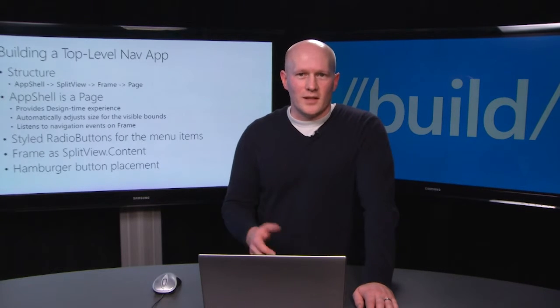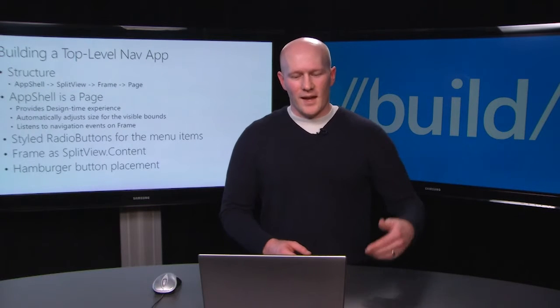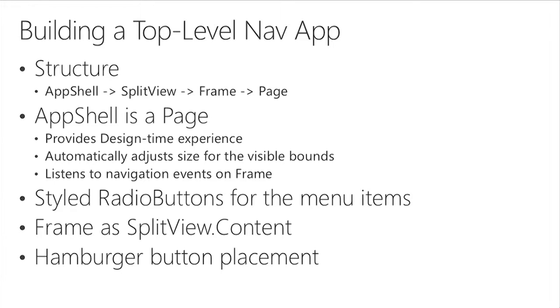It's really just a page, and on the content of the page I have the split view control. Within the content of the split view I've placed the frame, and it's in there that I'm navigating between different pages. Why did I have app shell as a page? It provides a nice design time experience. It takes into account the visible bounds, so it adjusts the content.